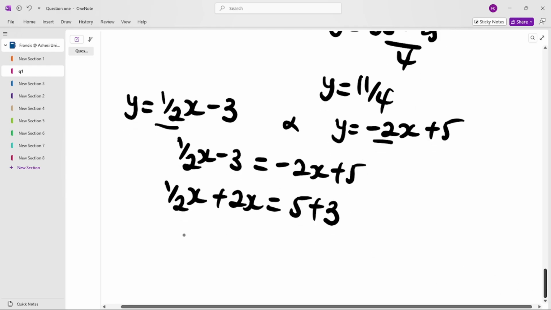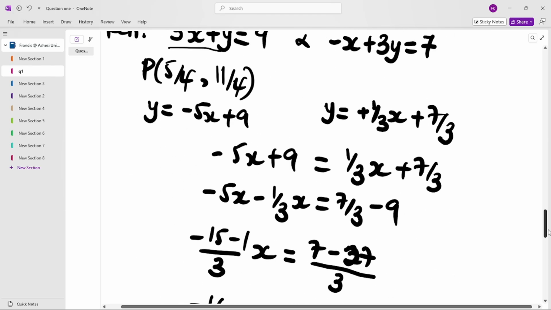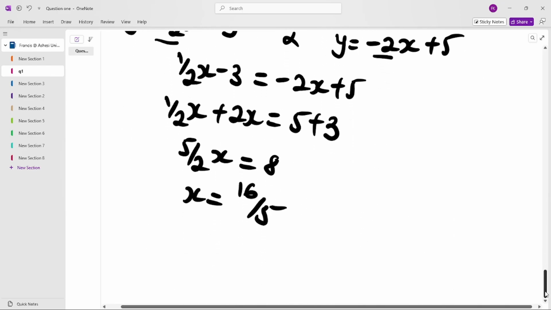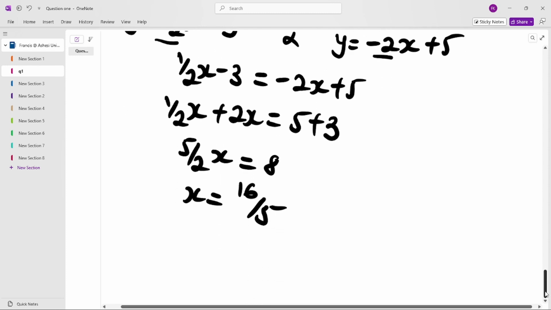Then that will give us 5 over 2 x equals 8. Then x is equal to 16 over 5. Is that what you had? Did I do something wrong? Yeah, I did something wrong. Oh, you did something wrong. Okay.